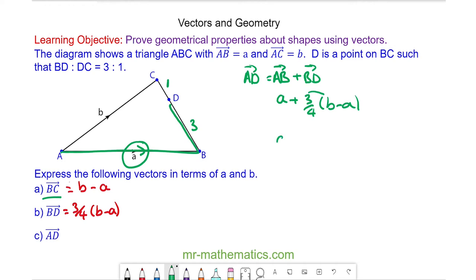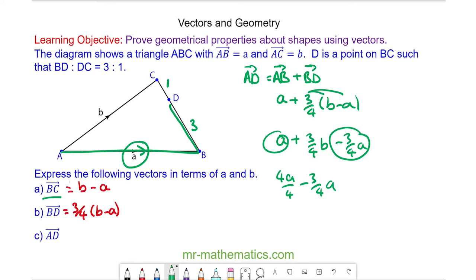We're going to expand out these brackets. So with A plus 3/4 of B minus 3/4 of A. We can write this A as 4A over 4, which is 1A. Take away the 3/4 A, leaves us with 1/4 of A plus the 3/4 of B. And we can factorise out the quarter, so we have 1/4 lots of A plus 3B.